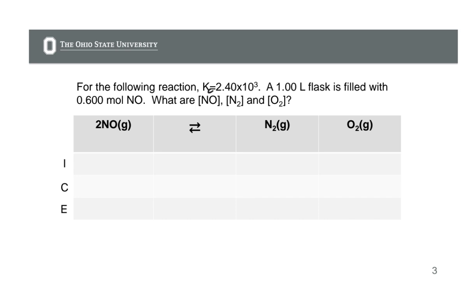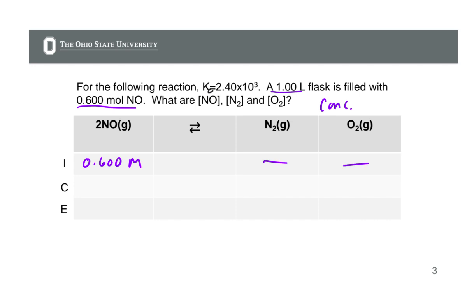All right, how's this one going? Okay, so again, we want to make sure we're using concentrations in our ICE table. And we're given an initial concentration of 0.6 moles of NO in 1 liter, so 0.6 moles per liter. And that's, other than Kc, all we're given in the problem. So there's no initial concentration of N2 and O2.